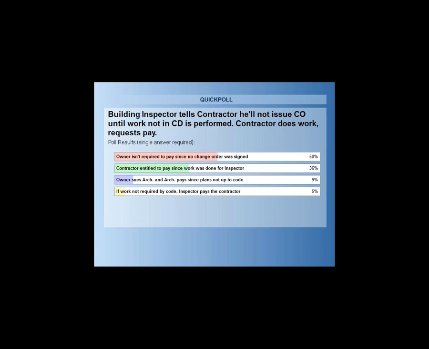Okay, 50%, the majority of the people, say that the owner is not required to pay since no change order was signed. And then about a third are saying the contractor is entitled to payment since he did the work and it was required by the inspector. A smaller percentage say the architect pays because his plans were non-code compliant, and a smaller percentage says the inspector pays. I'm like Jim. I don't know that I've ever seen an inspector or an inspections department pay for anything.